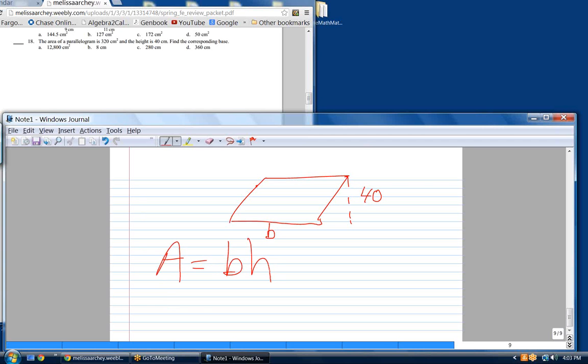What information have they given you? The height and the area. So, what are you going to fill in for height and area? For the height, you could fill in 40. And the area is 320. Now solve for B.